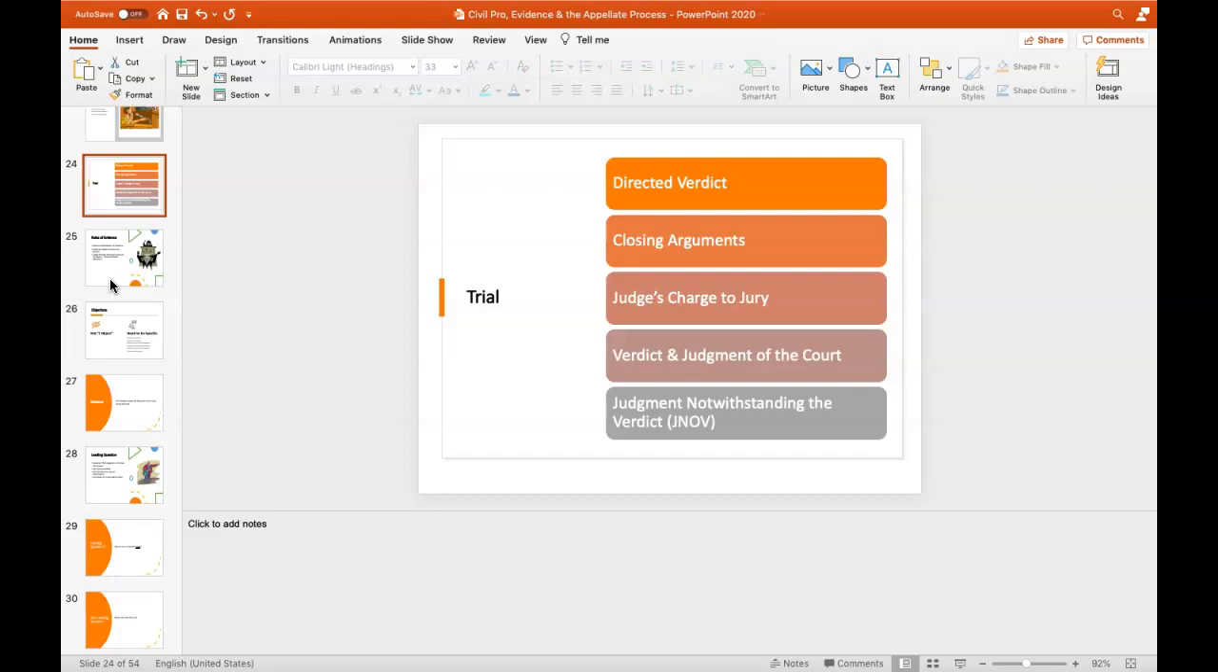Judges are very hesitant to grant these JNOVs and also directed verdicts, which we discussed a few minutes ago. Judges look very carefully at the evidence before granting either of these types of motions. The party requesting the JNOV or a directed verdict has a very high burden to show that they are entitled to either the JNOV or the directed verdict. They are not easily granted.